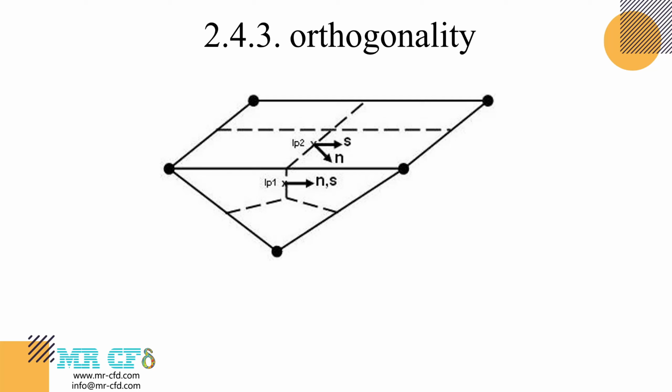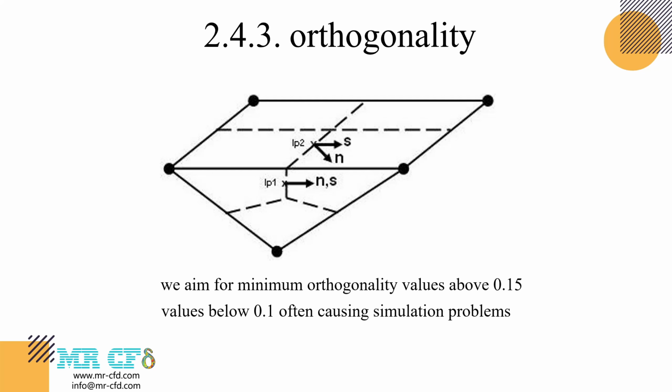Looking at the diagram, we can see a visual representation of orthogonality. The vector S connects the centers of adjacent cells, labeled as IP1 and IP2, while N represents the normal vector to the shared face. In practice, we aim for minimum orthogonality values above 0.15, with values below 0.1 often causing simulation problems. The best meshes maintain orthogonality values as close to 1 as possible, particularly in regions where accurate calculation of gradients is critical.